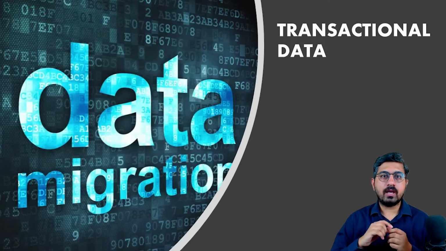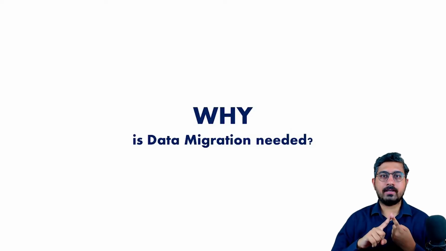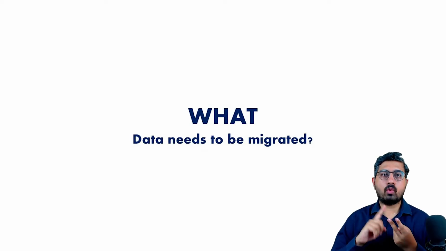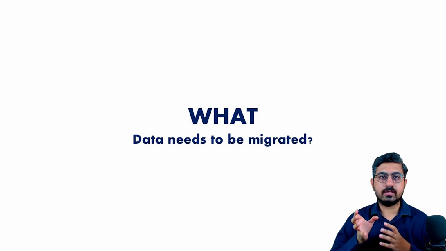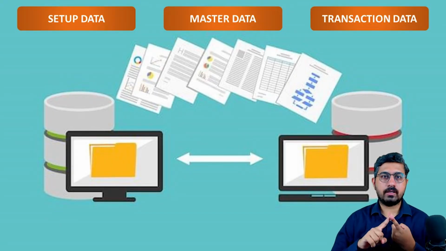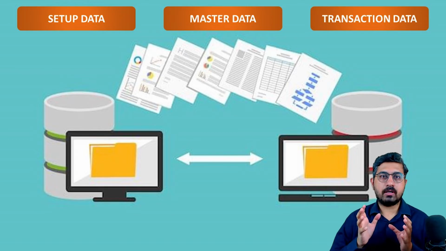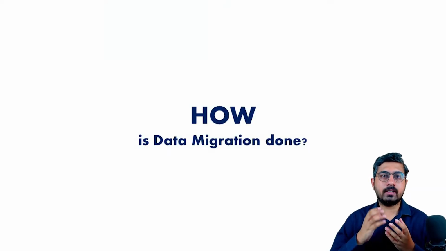So far we have seen why, first of all, why the data migration is needed. Secondly, we have also seen what, like what exactly is migrated when it comes to the data migration to the new ERP system, which we saw are typically the three things: master data, setup data, and the transactional data. Now the last part, like how exactly this data is migrated.